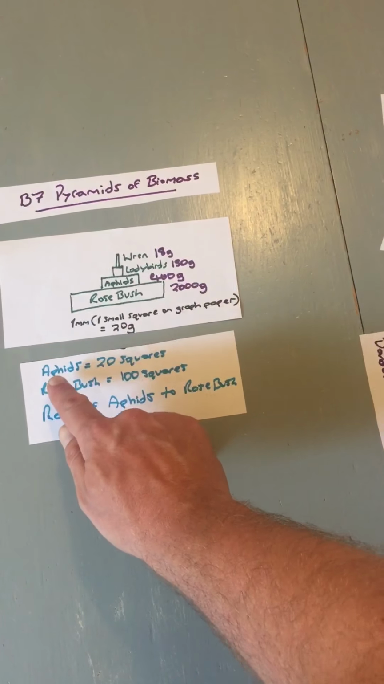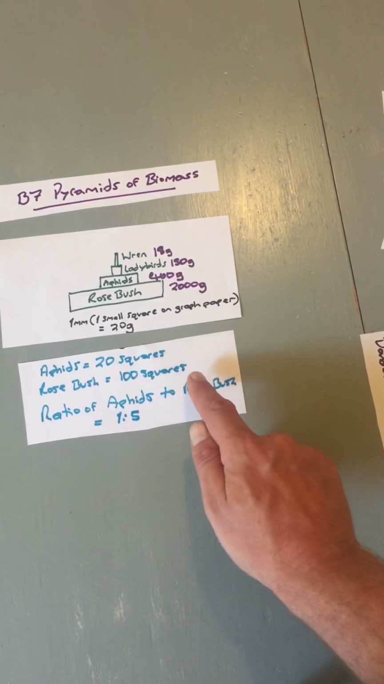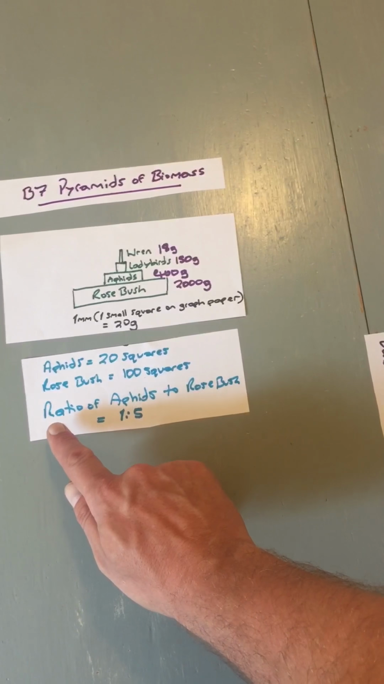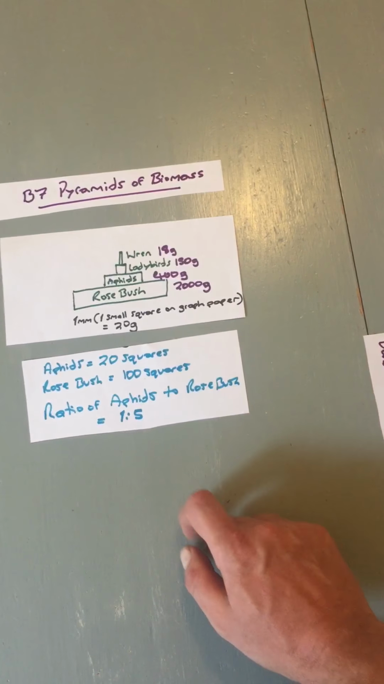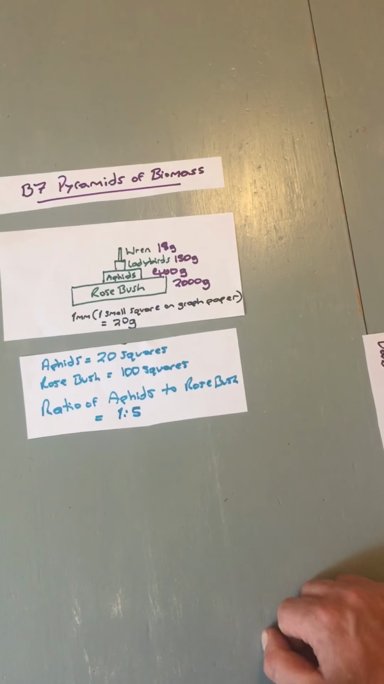So using graph paper again, if aphids equal 20 squares on the graph paper and the rosebush equals 100 squares, as they do with these numbers here, or as they would on graph paper, then the ratio of aphids to the rosebush would equal 1 to 5, because 100 divided by 20 is 5.